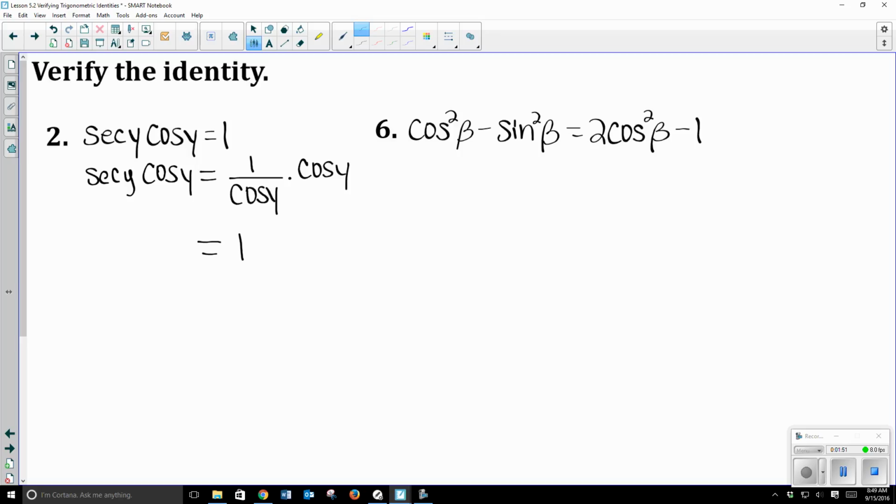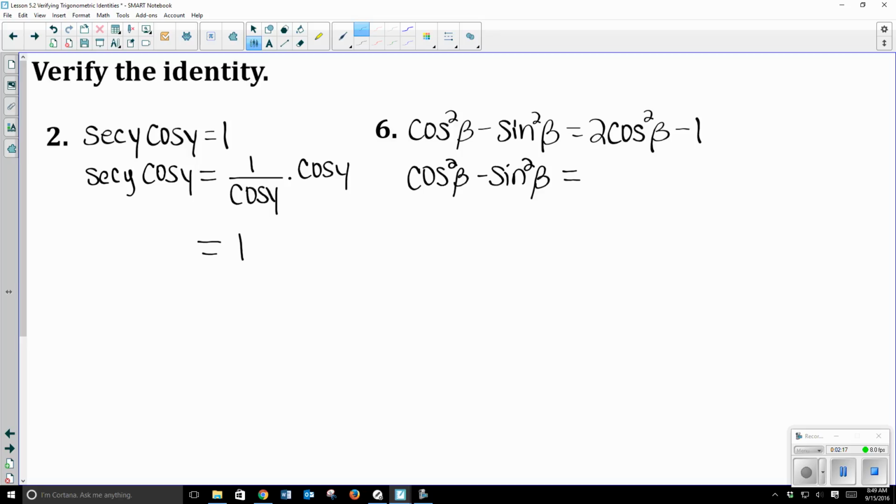Number 6. Rewrite the left-hand side. So somehow we have to get this to turn into 2 cosine squared beta minus 1. Well, my thought is first to factor that. Cosine beta plus sine beta, cosine beta minus sine beta, because it's a difference of perfect squares.